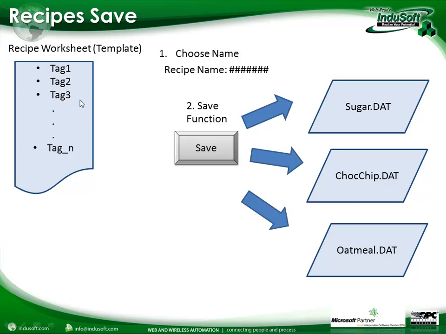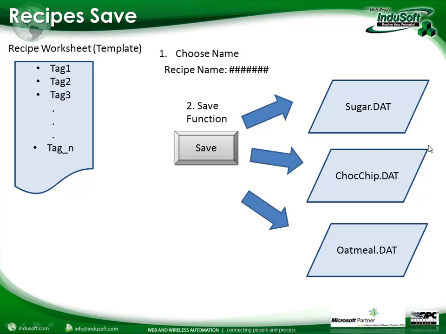So what it's done is we've created the template previously in the development environment, and then using a name, we then save the tags associated with a recipe name. In this case, it's sugar cookies or chocolate chips or oatmeal. It could be a part number that you have or some process that you have. It doesn't, again, have to be food related. So again, this was the save function.